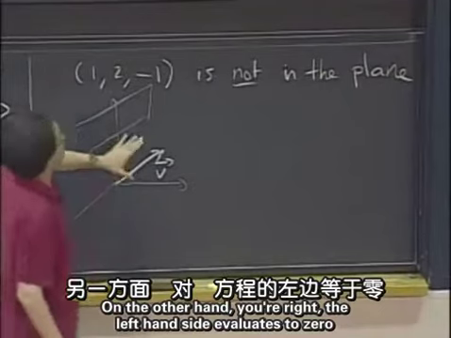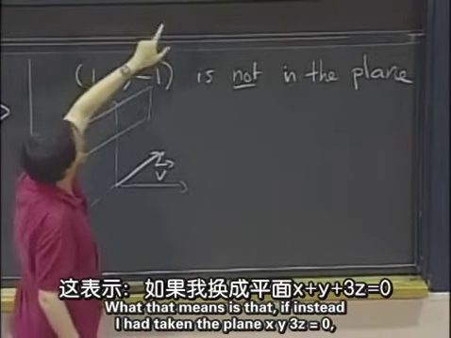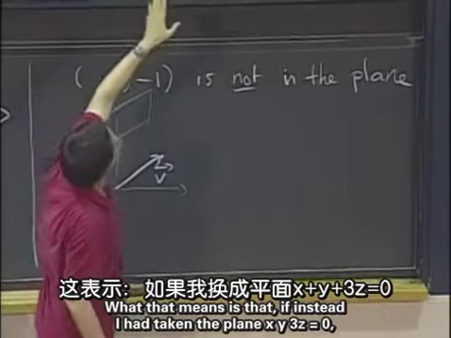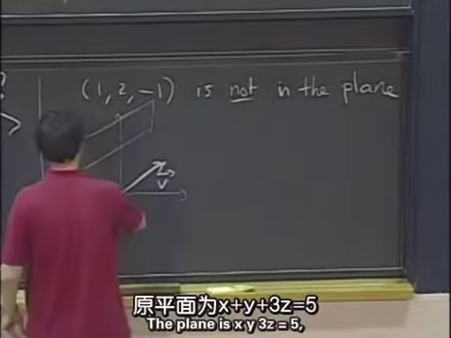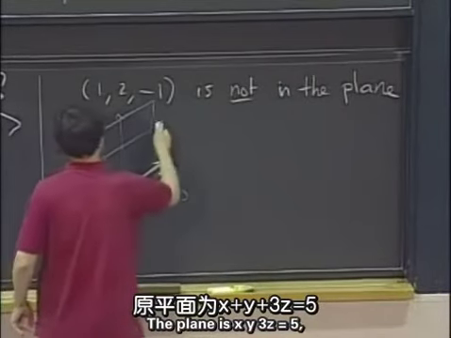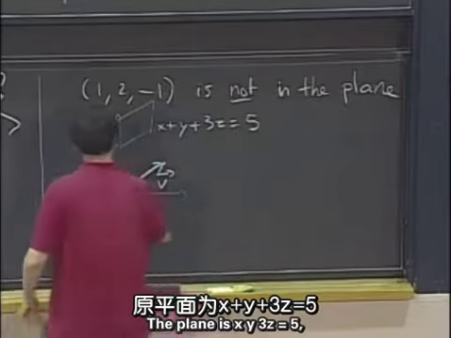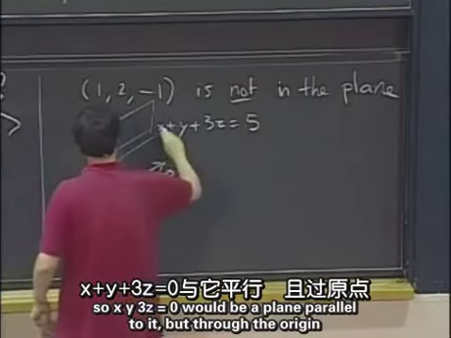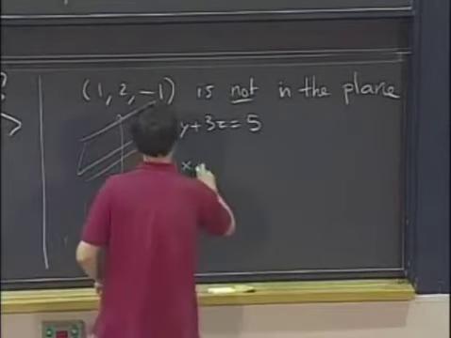On the other hand, you're right, the left-hand side evaluates to 0. What that means is if instead I had taken the plane x plus y plus 3z equals 0, then it would be inside. This one is x plus y plus 3z equals 5, and x plus y plus 3z equals 0 would be a plane parallel to it, but through the origin.